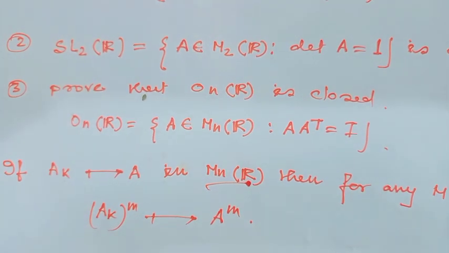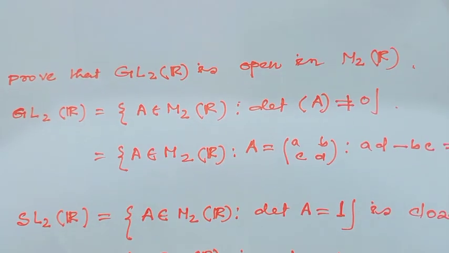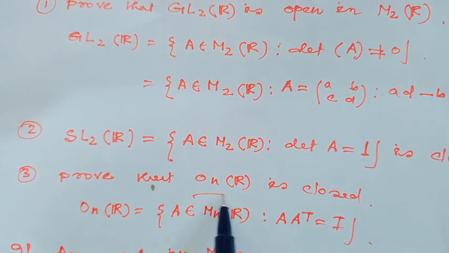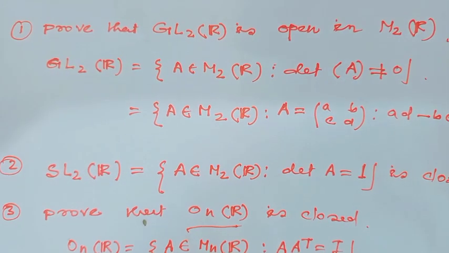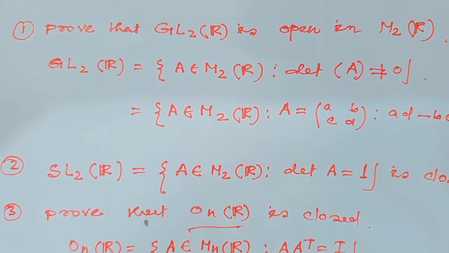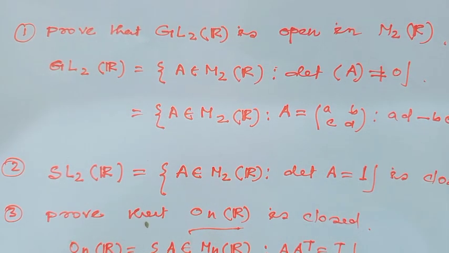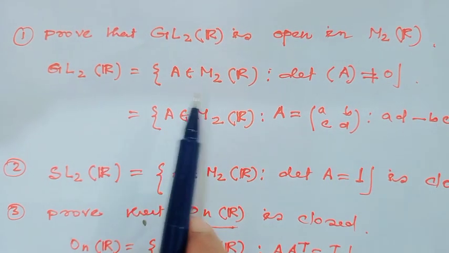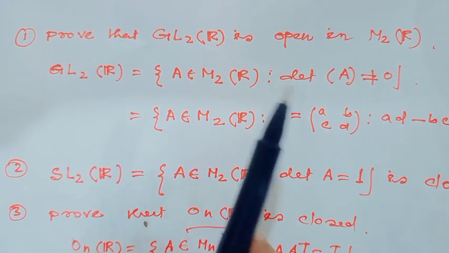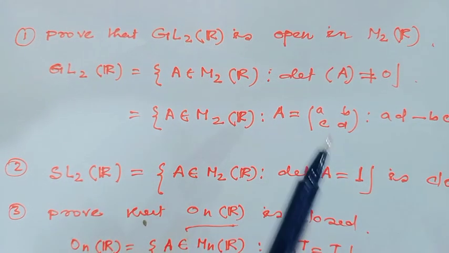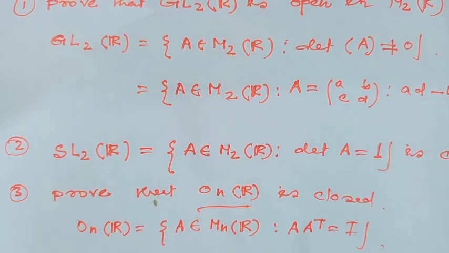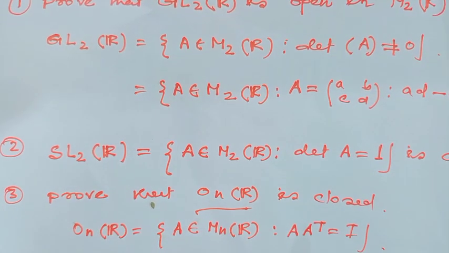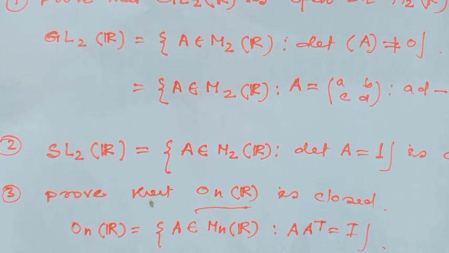Then I will see three new matrices: GL_2, SL_2 and the orthogonal matrix, which is denoted as O_n(R). We all know what GL_2, SL_2 and O_n(R) are. GL_2 is the set of matrices, here I have considered 2 cross 2 matrices, whose determinant is non-zero, and SL_2 are those matrices whose determinant is 1, and an orthogonal matrix means A transpose A equal to identity.